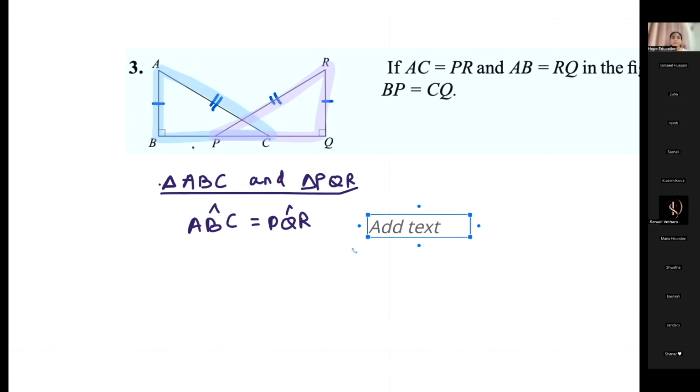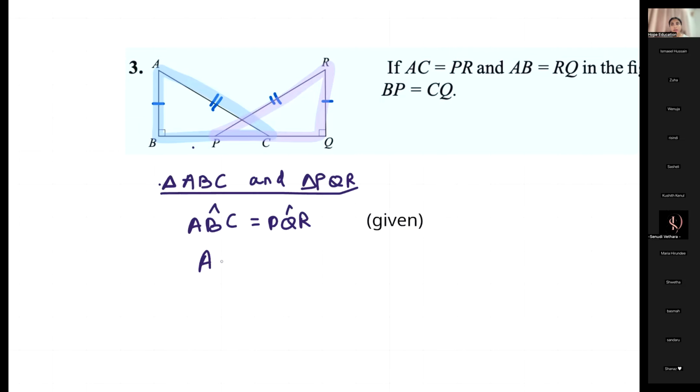What else? Yes. AB equals RQ. AC equals PR. Yes. They are all given.